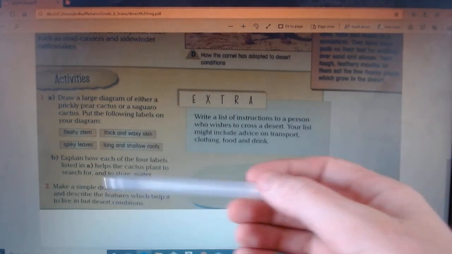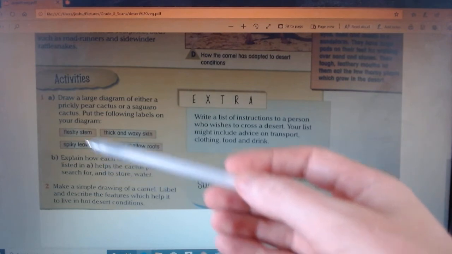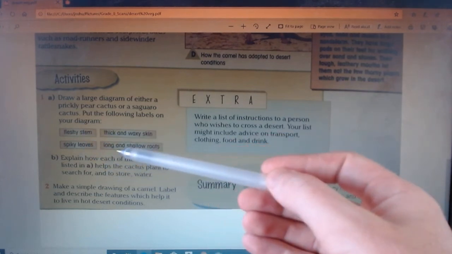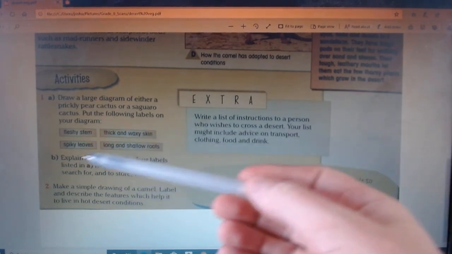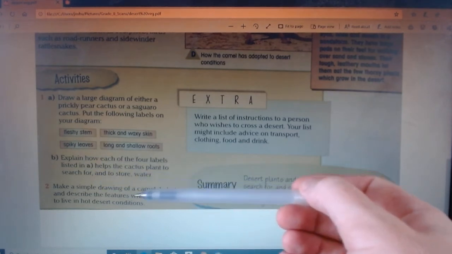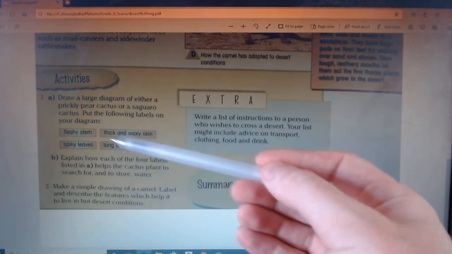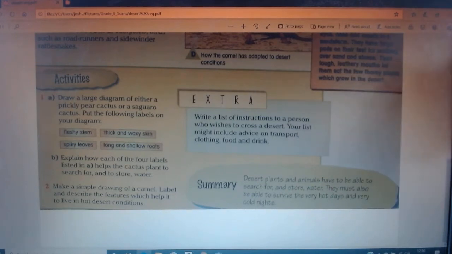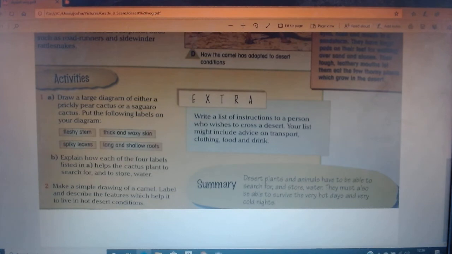Then you're going to explain how each of the 4 labels listed here, this one, this one, this one, and this one, help the cactus to search for and store water. So tell me how each of these things helps it to survive by searching for water, collecting water, and storing it. That's all your assignment is. Do it nice and big on your folder sheet and submit it. That's all we're doing for deserts.